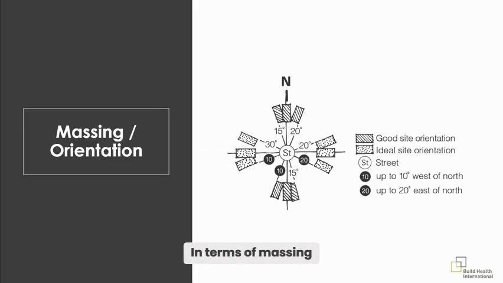In terms of massing, there is a rule of thumb. You cannot have every site well oriented to achieve a north-south orientation, but at least you need to make sure that you are within 15 to 20 degrees of orienting your building. So when you are 10 west to north or 20 east to north, you are still within the context.